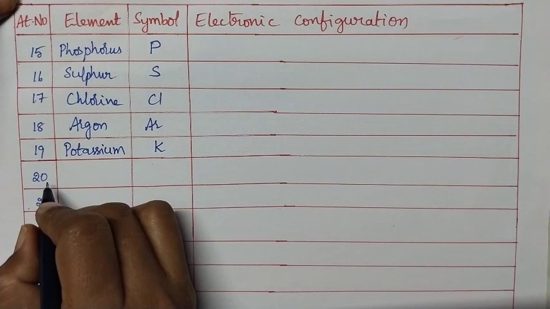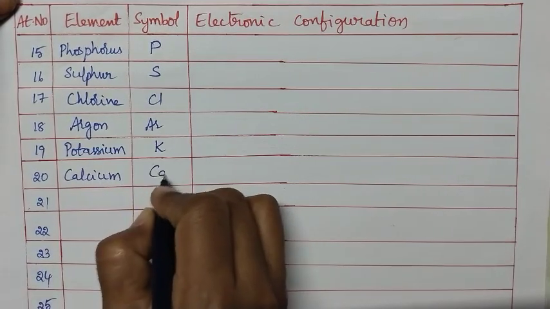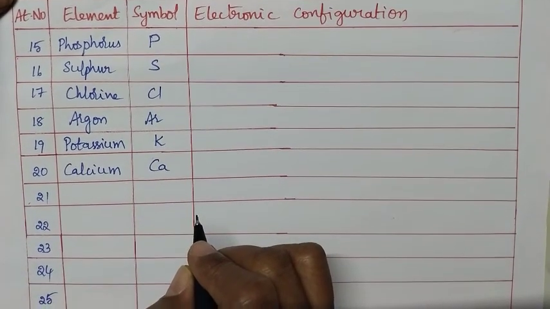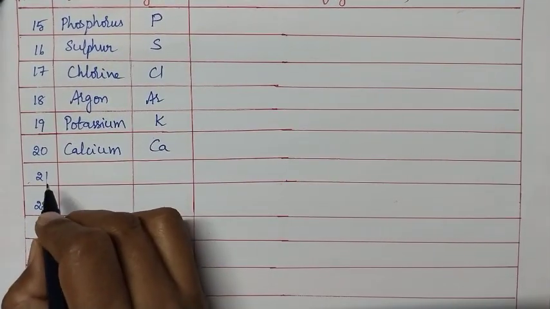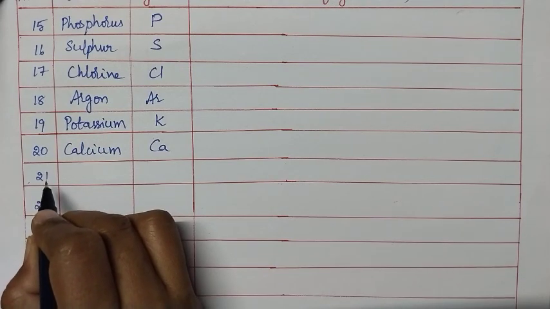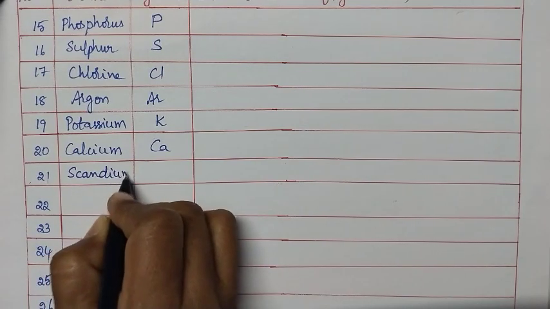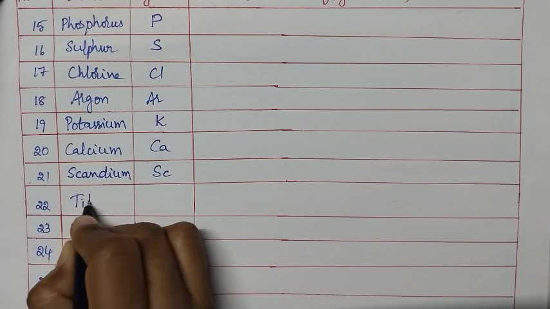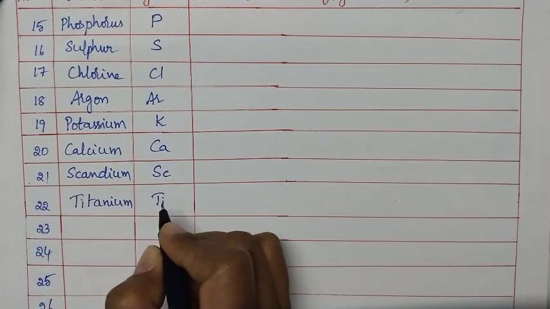If the atomic number is 20, the element is calcium. I think you are familiar up to atomic number 20. So coming to the 21, you just pay more attention. So coming to the atomic number 21, the element is called as scandium and its symbol is Sc. If the atomic number is 22, the element is called as titanium and it can be represented as Ti.